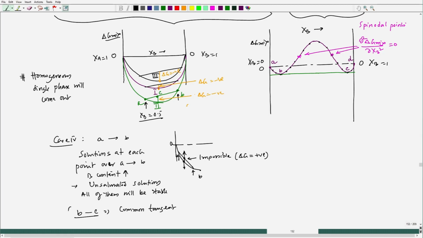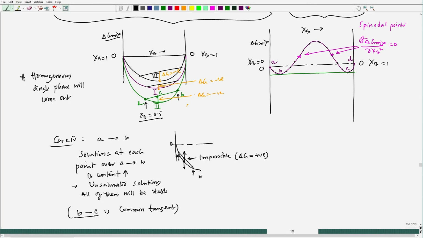So, in that case, at least for the time being, I am just giving an intimation that since B and C are part of the common tangent, then I can definitely say A to B, any composition you take, those compositions will be stable, because that composition has no point in the free energy regime to go to, so that there is a free energy change which is negative. So, that means it should stay there. Okay.